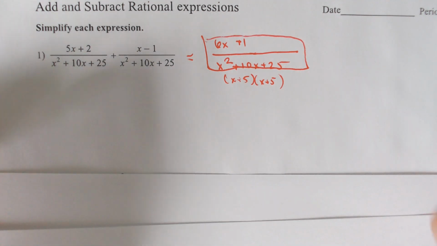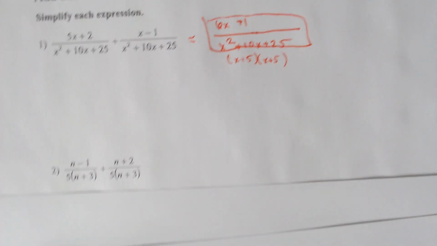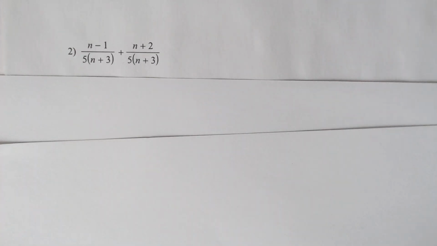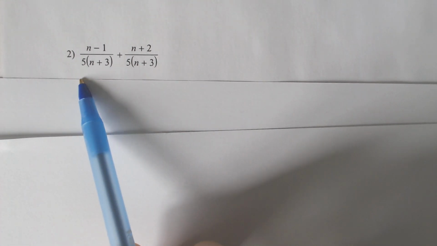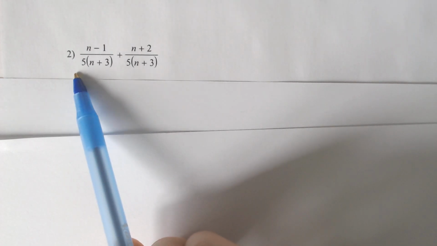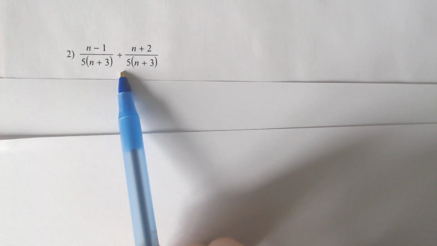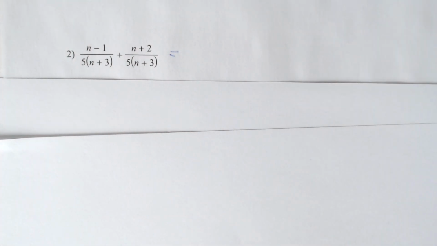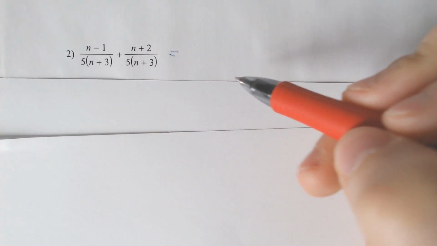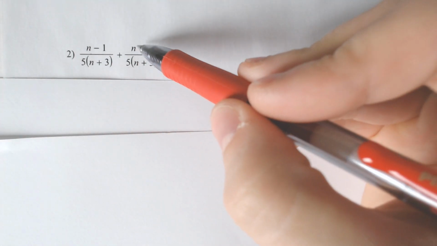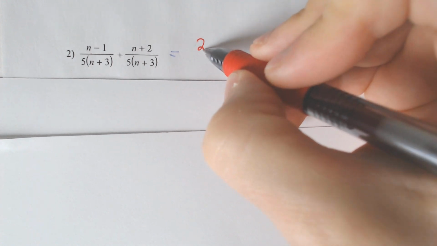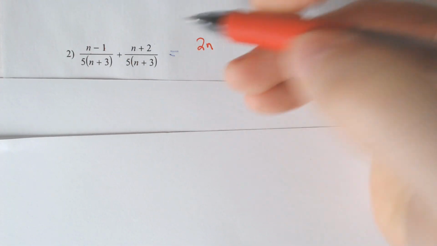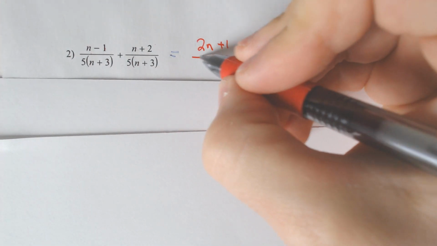All right, another one. This one looks a little different, but it is no different. The bottom of the fraction, even though it's already factored, has a 5 and an n plus 3 and a 5 and an n plus 3. So because the bottom of the fraction is the same, again, we just combine the top. n plus n makes 2n. Negative 1 and 2 makes 1.